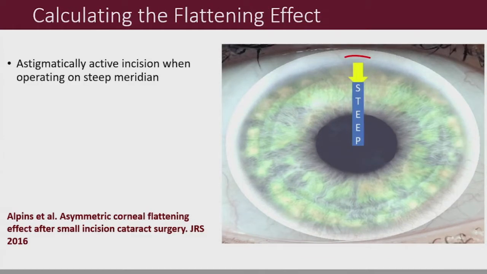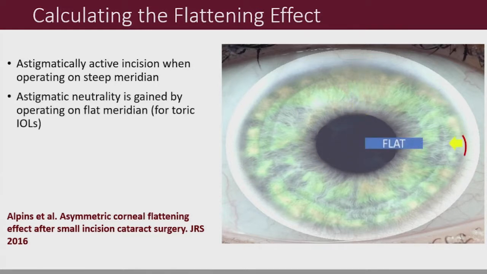Not only that, when you calculate the flattening effect, the astigmatically active incision is most active when it's operating on the steep meridian, in a study we published in the JRS just in 2016. And so you get quite a lot of change when you operate on the steep meridian, whereas when you operate on the flat meridian, wherever it might be, you actually get a lot less change and it's much more astigmatically neutral.